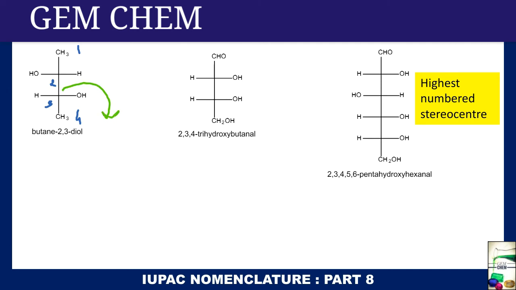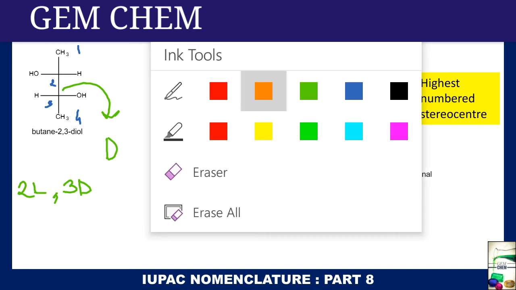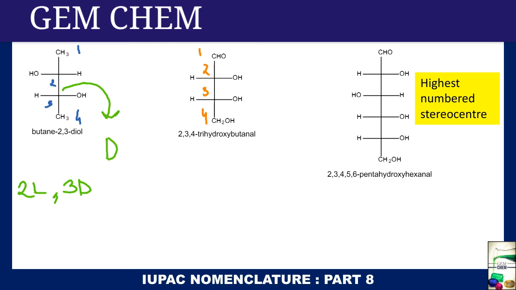So here if we consider, the OH is present on the right hand side. So this is actually D. But if we write it more specifically, then it is 2L, 3D. Now for the second one, if we number it, then we can see it will be 1, 2, 3 and 4. Now for the second center, it is 2D and 3D. But when told to write only one naming, then you have to write it as D.